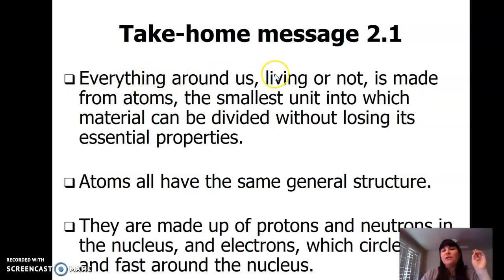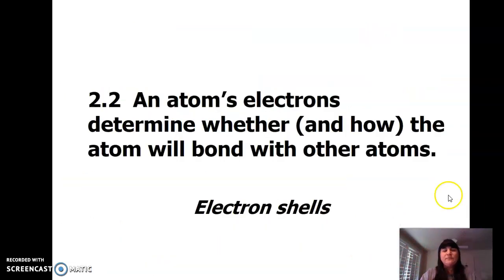Here I go. Everything around us, living or not, is made out of atoms. So the table, the chairs are made out of atoms. Non-living things are made out of atoms, and living things are made out of atoms, okay? The smallest unit into which the material can be divided. Atoms have the same general structure: protons and neutrons in the middle, in the nucleus, and then electrons surrounding. Okay, here they are.